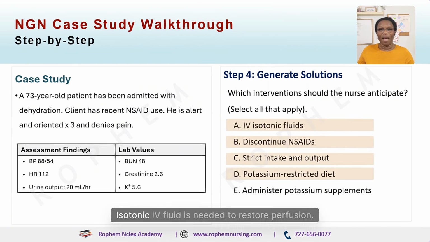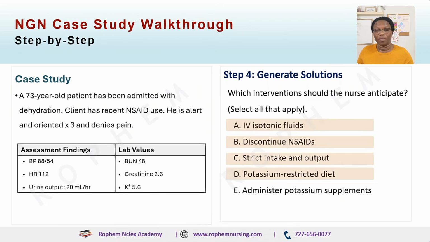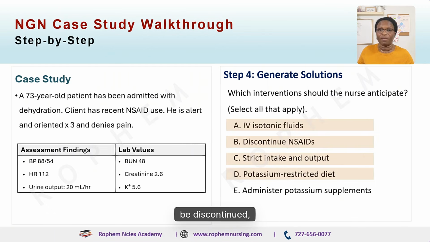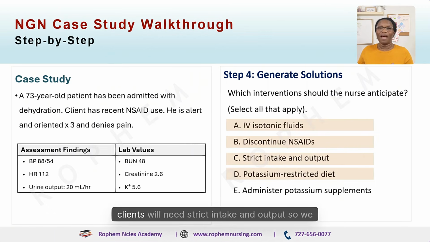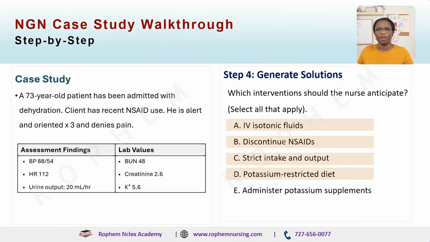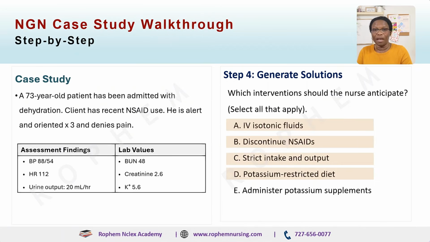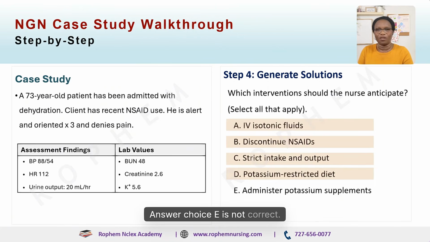Let's break it down. Isotonic IV fluid is needed to restore perfusion. Any medication that is toxic to the kidneys should be discontinued, so NSAIDs must be discontinued. Clients will need strict intake and output so we can monitor and follow up on urine output. To prevent hyperkalemia, client will need potassium-restricted diet, and this patient does not need potassium supplement. Answer choice E is not correct.